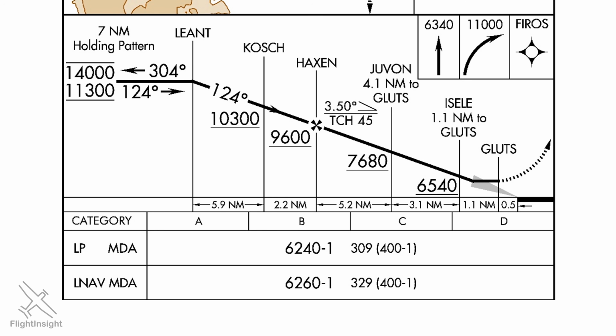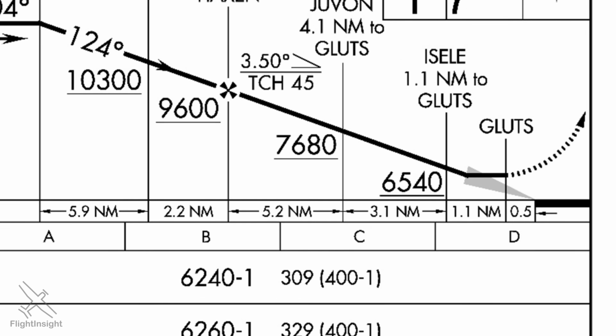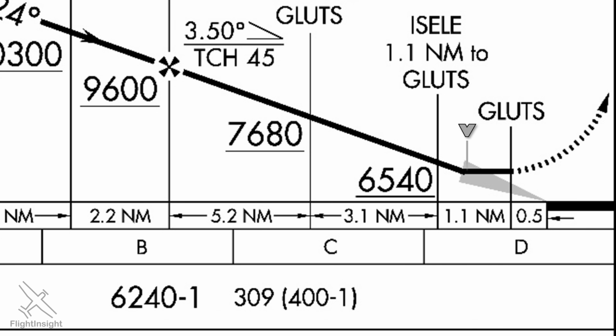We can use our rule of thumb to create our own. We take the height above touchdown for the non-precision LNAV minimum of 329, divide it by 300 to get 1.1 nautical miles from the runway. This would put our made-up VDP around here between ISIL and Glutz. We could use this as our decision point, but we need to ask ourselves why the FAA didn't just put one on here for us.